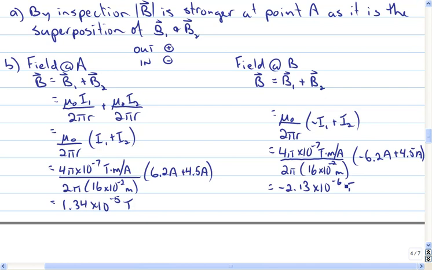So, accounting for the fact that one's out of the page and one's into the page, the field at A still has a magnitude that's about an order of magnitude higher than at B. So the proof is in the pudding, and the numbers show exactly what we assumed would be the case in part A. And we'll see you for the next question.